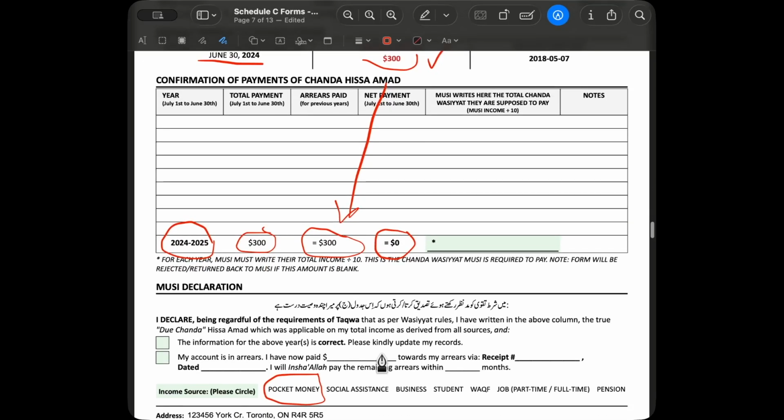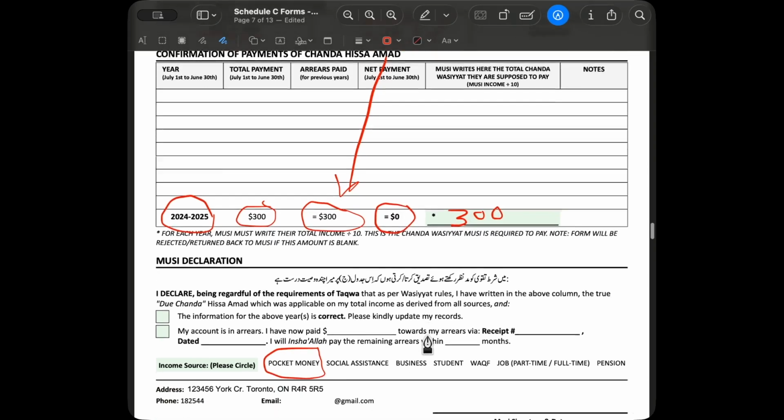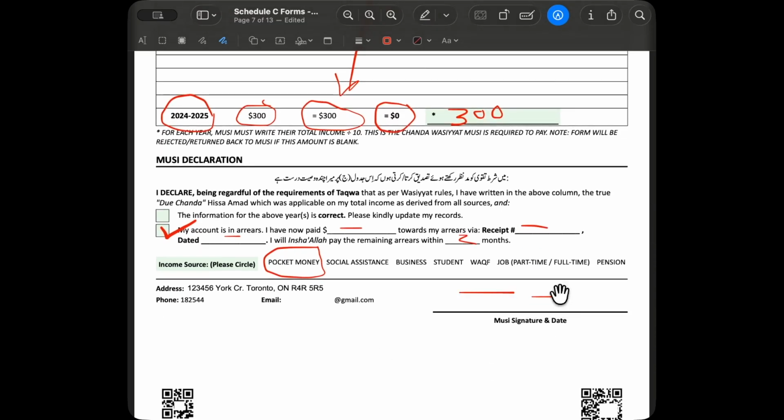Every year she is supposed to pay $300. So for this 24-25 year, she will write down $300. And now she is still in arrears of $300 because it's zero. She has paid zero for that year. And now she will tick mark the second option. My account is in arrears. She will either pay and then write down the details right here, or if she's not paying right away, she can pay later on. Then she can say how many months she will pay this amount in. Pocket money we have already circled. Sign and date. Okay, next form.